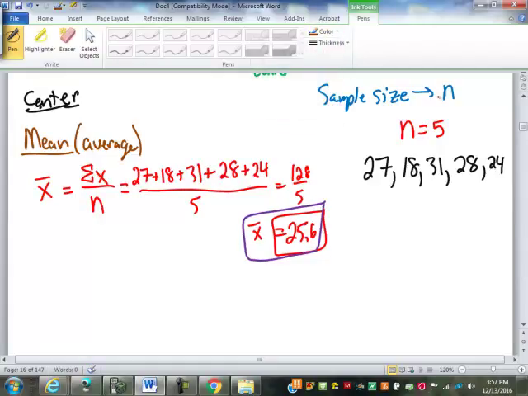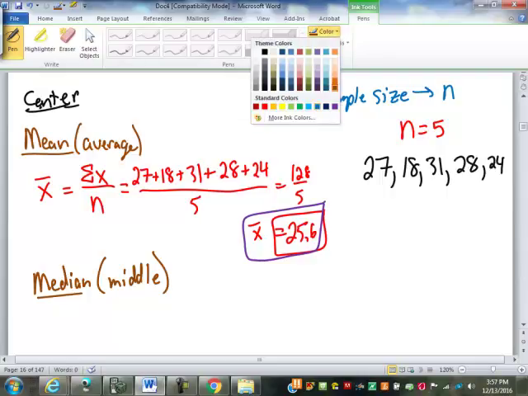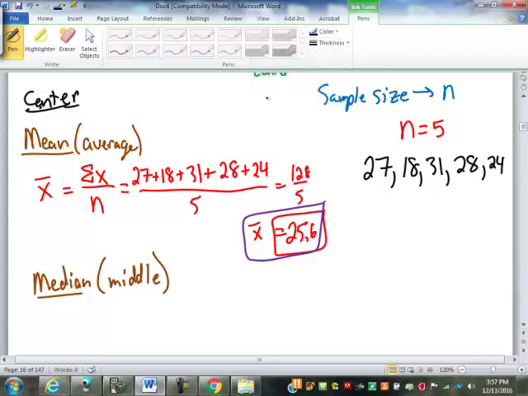Any questions on the mean? Second one, it's called the median. The median is just the middle number. If we get time to talk about percentiles, it's the 50th percentile. Well, to find the median, we have to go through a couple of steps.